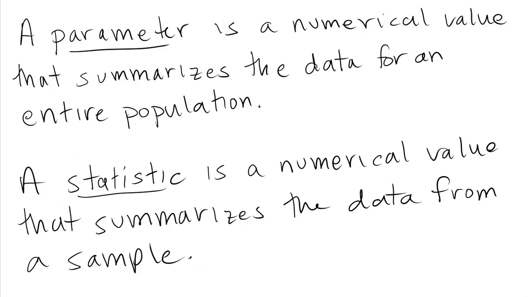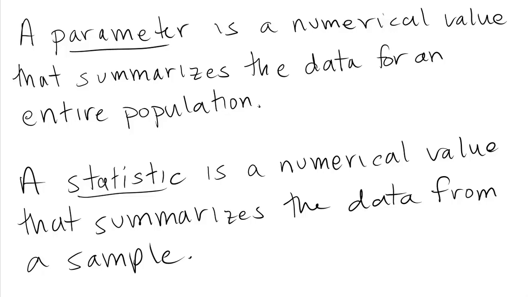A parameter is a numerical value that summarizes the data for an entire population. A parameter could be something like a mean or a proportion or a standard deviation, but it's a mean, proportion, or standard deviation for the entire population. So in the previous example, the parameter would be the proportion of all voters who are going to select that candidate.